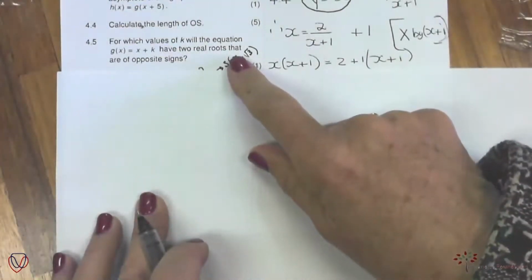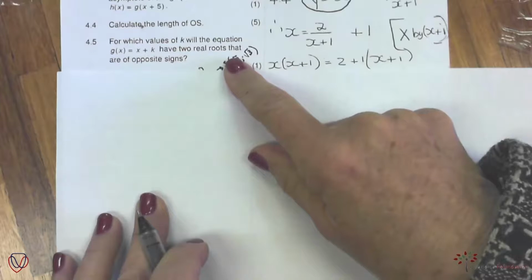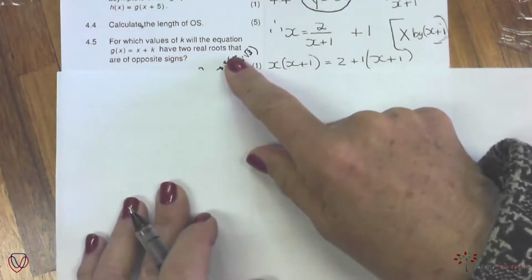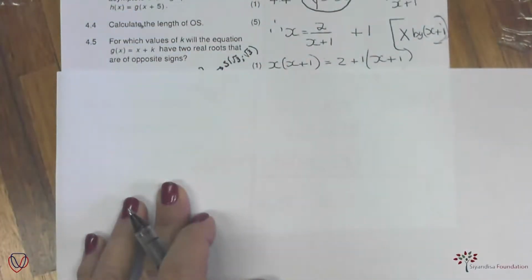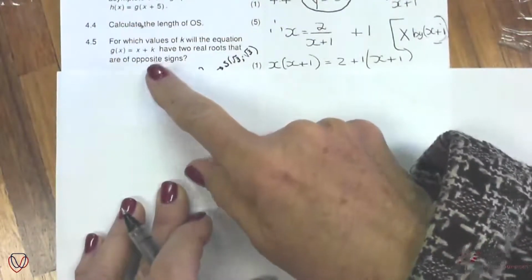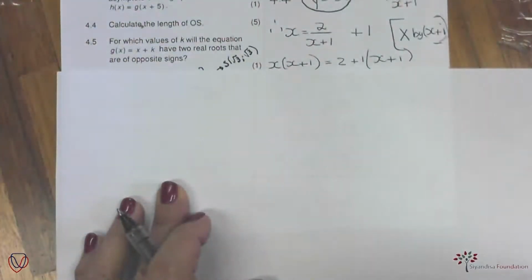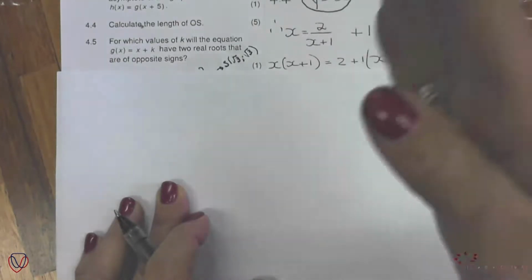Let's have a look at question 4.5. There's question 4.5. For which values of k will the equation of g(x + k) have two real roots that are of opposite signs? Uh-oh, there I've got another one like the previous one. But in this case, g(x + k), what did they do? They bothered the x, not the y. So it's going to be a horizontal move, not a vertical move.